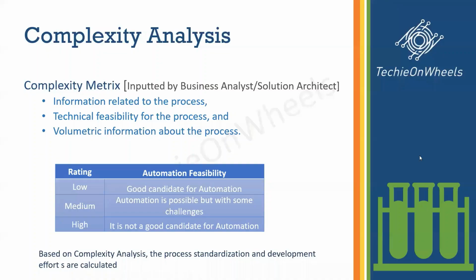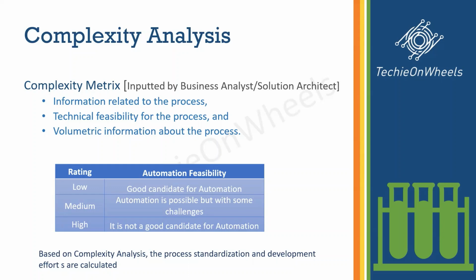So let's move on to the complexity analysis. Once we are through that and the process is feasible for automation, we need to check how complex that automation would be. If it is a high or medium rated feasible process, we will still move ahead with the complexity analysis. However, if it is low, then depending on the KPI metrics or the ROI, we still need to look into it, and ideally it should be avoided. But in certain scenarios, the team might have to do those automations, though it is not recommended.